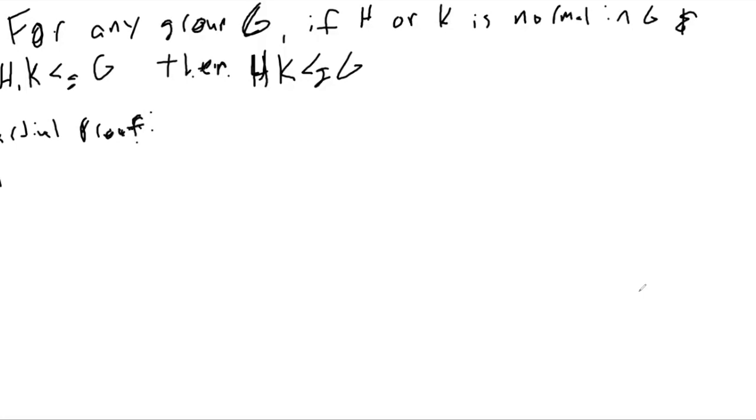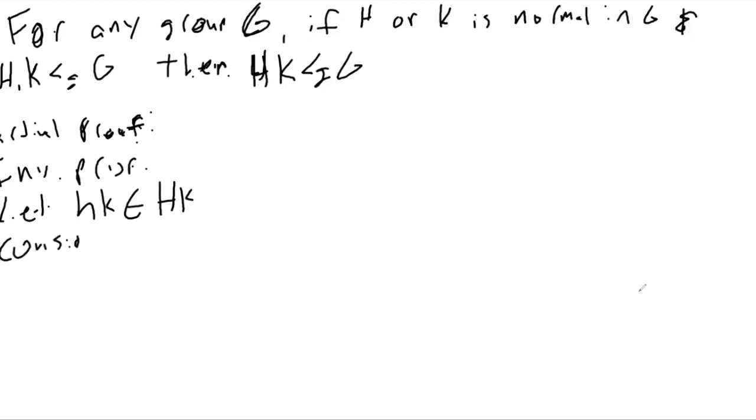So I'll just be going over the inverse property here. So consider, well, let's let this happen first. Let hk be in HK. So consider h inverse k inverse. This is what we want to exist in HK. We just need to show that this is true.